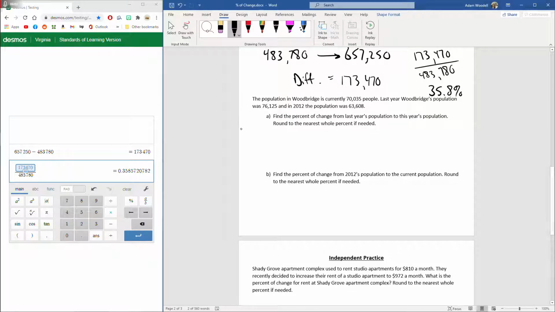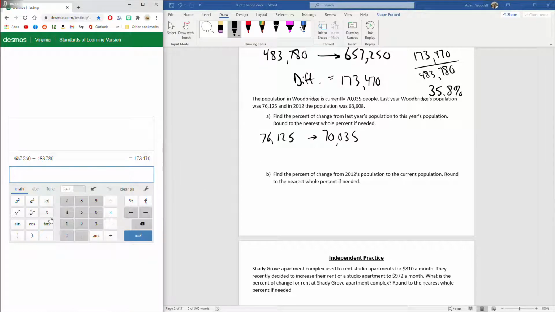The population of Woodbridge is currently 70,035. Last year, Woodbridge's population was 76,000, and in 2012, it was 63,000. Find the percent of change from last year to this year. So last year was 76,000. This year, it is 70,000. So it looks like it's going down, right? So in this case, first step is going to be finding that difference.